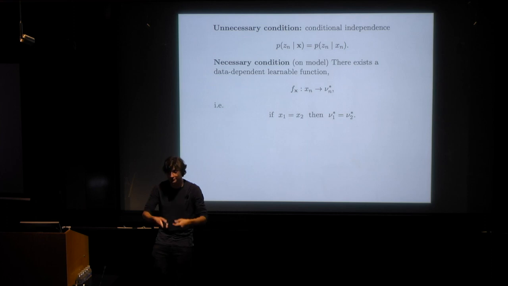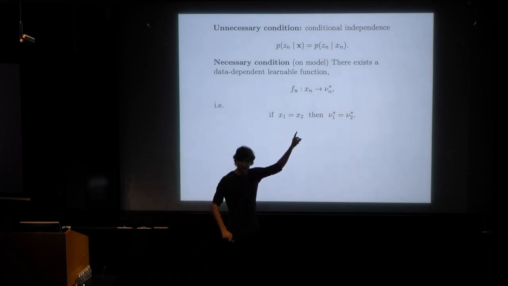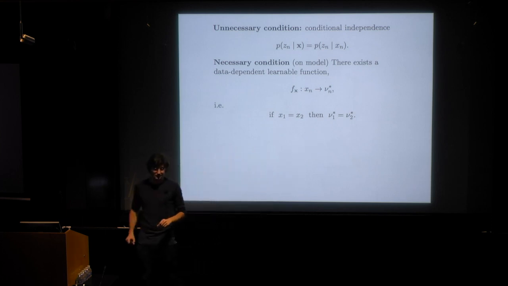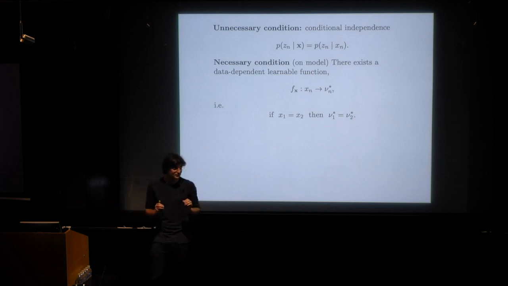And so if we go back to the definition of a function, what that means is if x1 equals x2, then they must have the same optimal variational parameters. Right? That's all I need. It's actually a very big constraint. But it's not as big as the constraint up there.